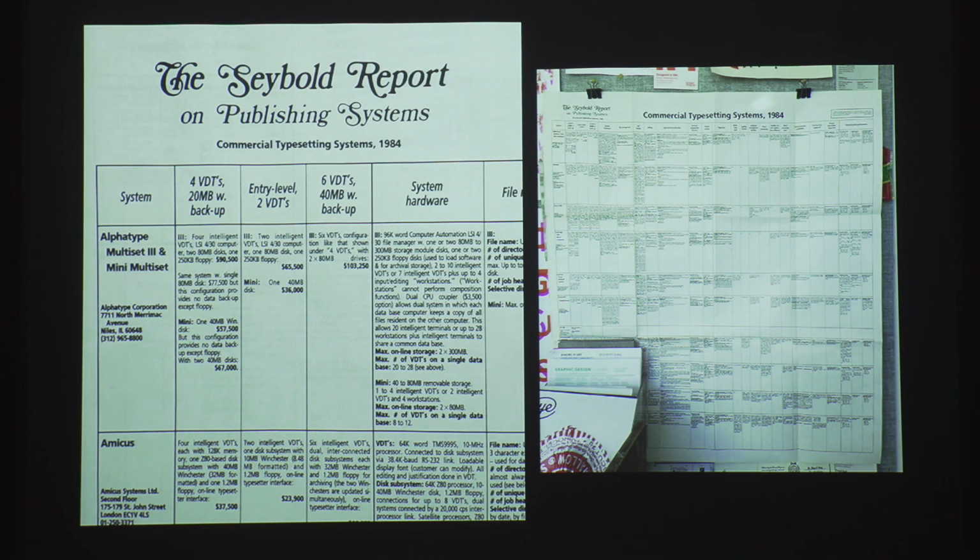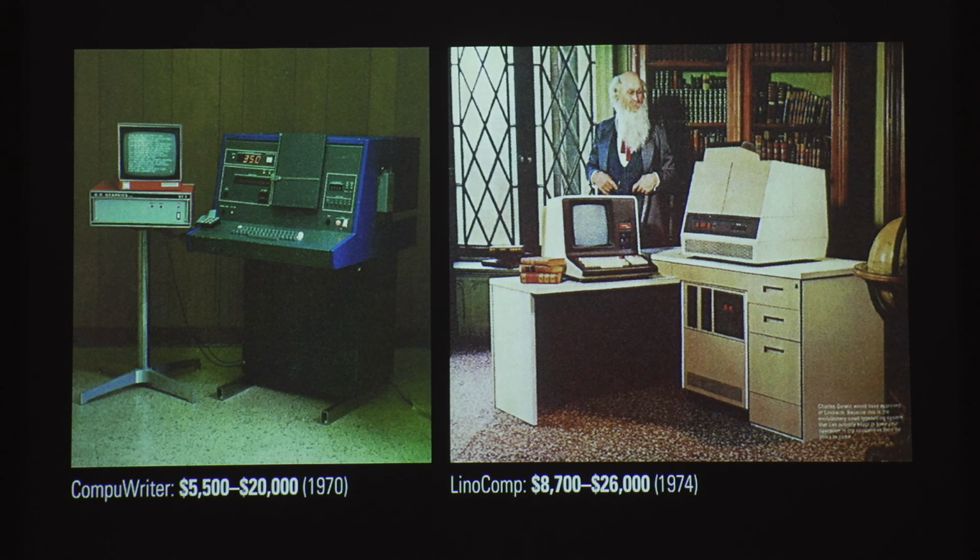Now you go, I want a Mac or a PC, but in this period, you had to look through a chart that looked like this. And there's my little iMac for scale. That's how big this poster is, explaining those. So here are some of the affordable ones. The CompuWriter, $5,500 to $20,000, or the Linocomp, $8,700 to $26,000. And there you've got Charles Darwin there to show you about the evolution of typesetting.